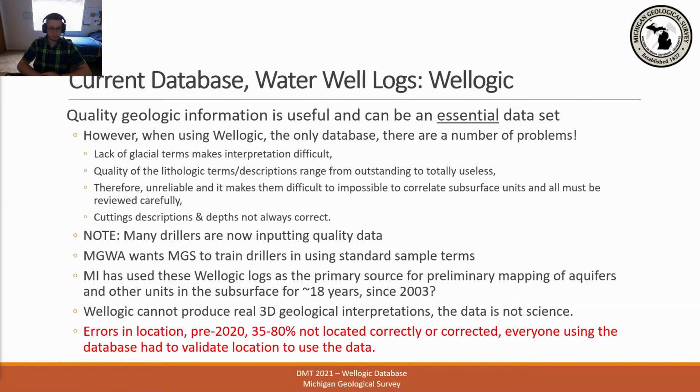So the errors that we've found in doing this, since pre-2020 data, are anywhere from 35 to 80% of the logs are not accurately located in Wellogic. And that's a huge range, and it's a huge amount of error that we have in the data.